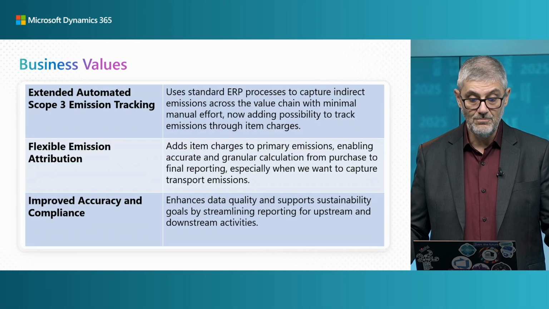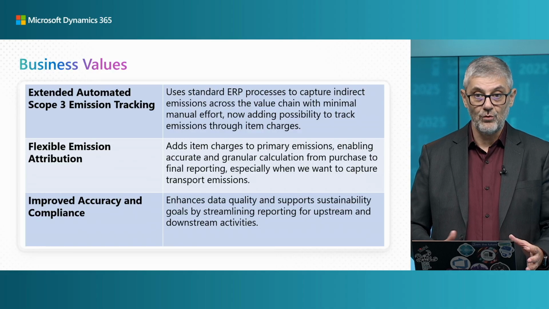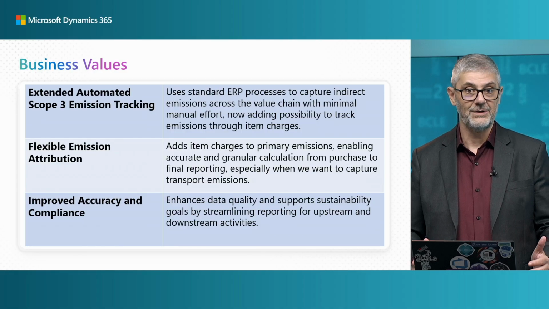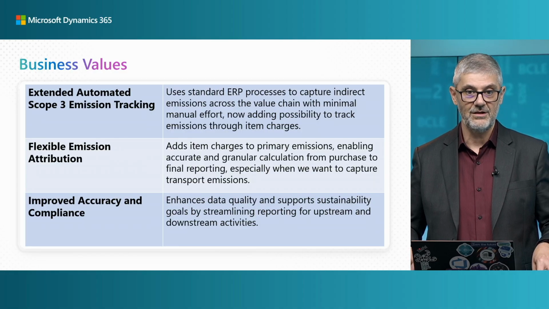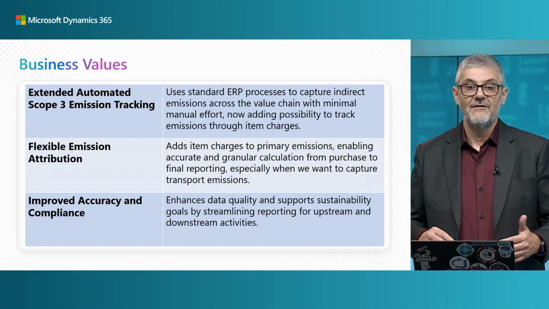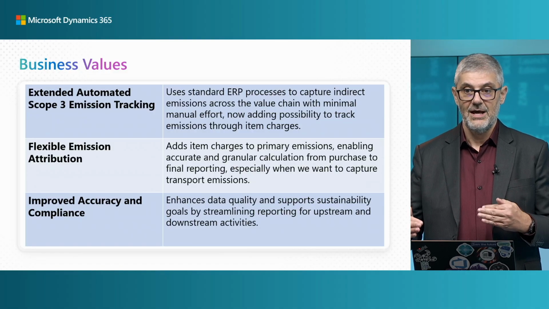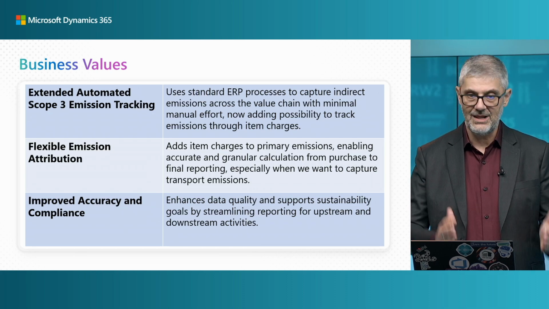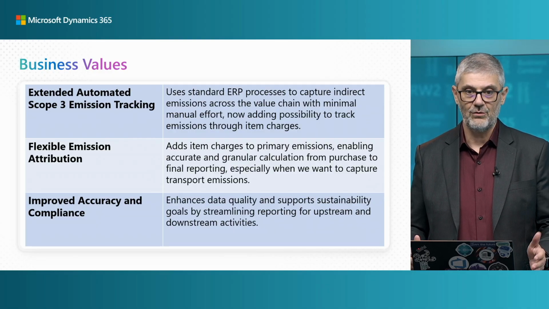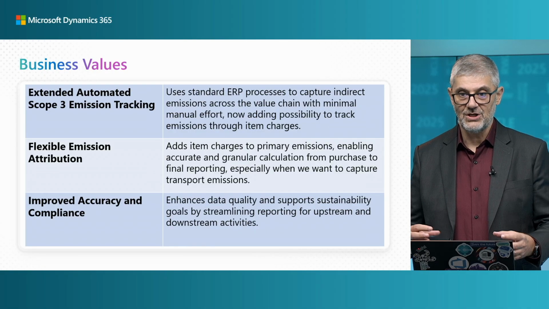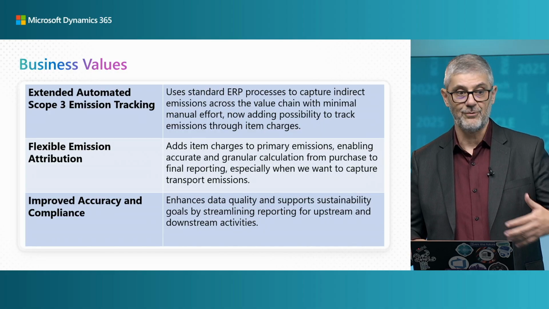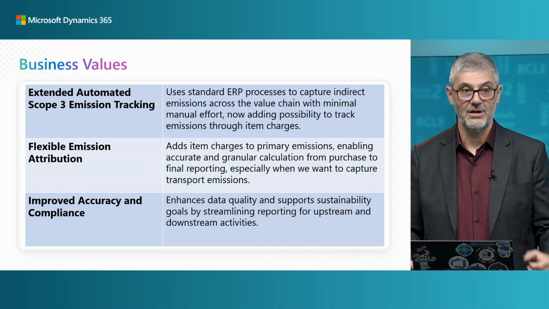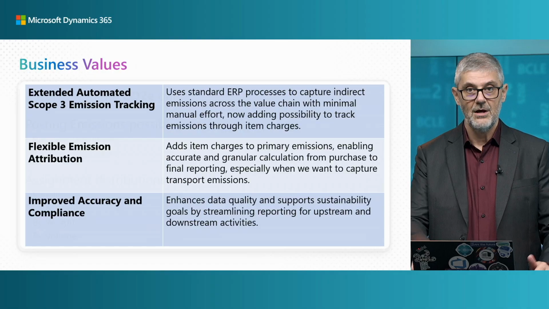So when you look at the business value, this is something where we finally have end-to-end scope of scope 3 emission tracking. So we can cover all processes, providing flexible emission attribution, especially for final reporting related to purchase. So you can use different models, how you can assign, the same as applied for costs. It will improve accuracy and compliance, especially if you have upstream or downstream activities with transport or some other activities, so you can easily assign all these emissions into your purchase process, and not only purchase, but all your processes.